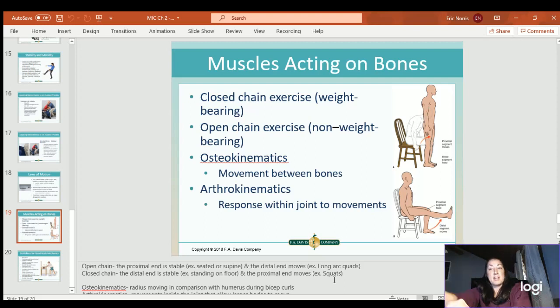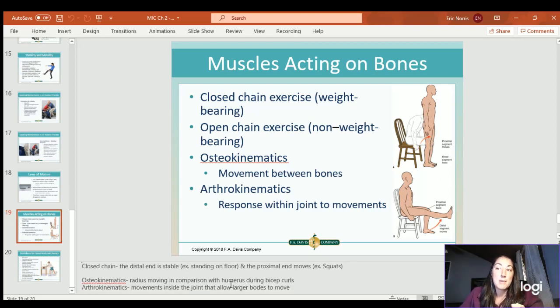Versus arthrokinematics. Arthrokinematics are movements between the bones. Typically, this is in joint surfaces, and they allow the larger bones to do their full movement, but they're not under voluntary control. We can't typically view them with our naked eye. There's skin and other tissue covering that, and most patients aren't aware that they're even doing it.